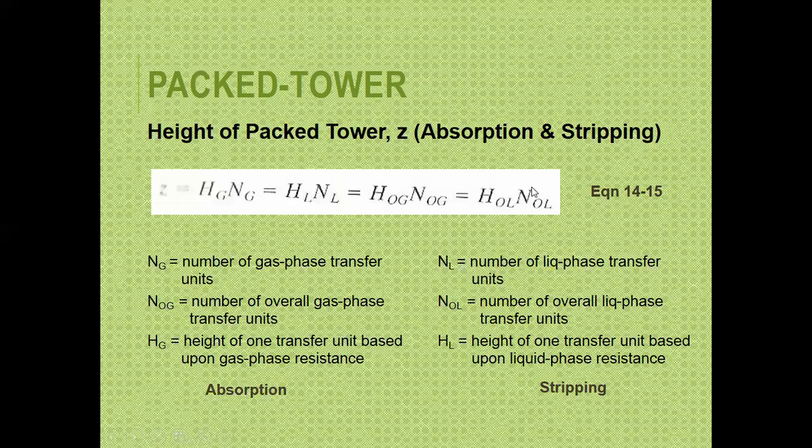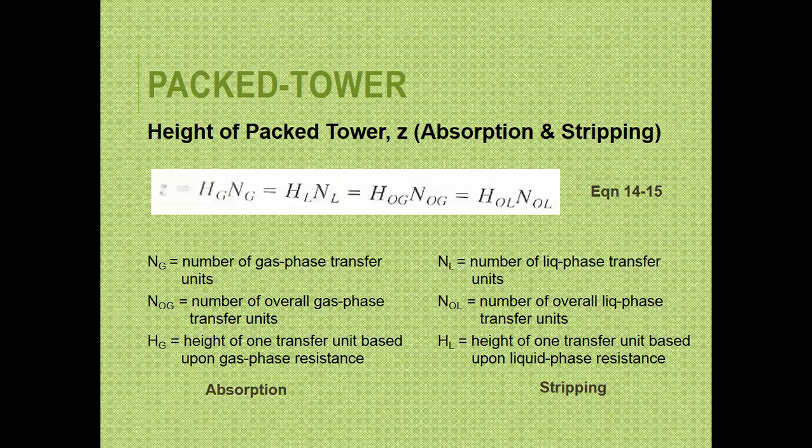You should be reading your Perry's and your McCabe. That way you will understand more this particular representation of the HOG and the NOG. Same thing with the HOL and the N with the subscript OL.